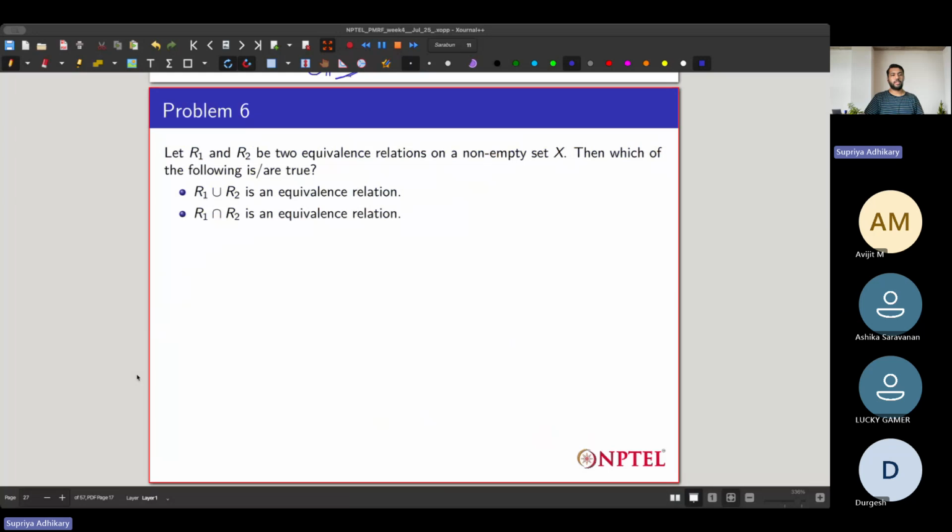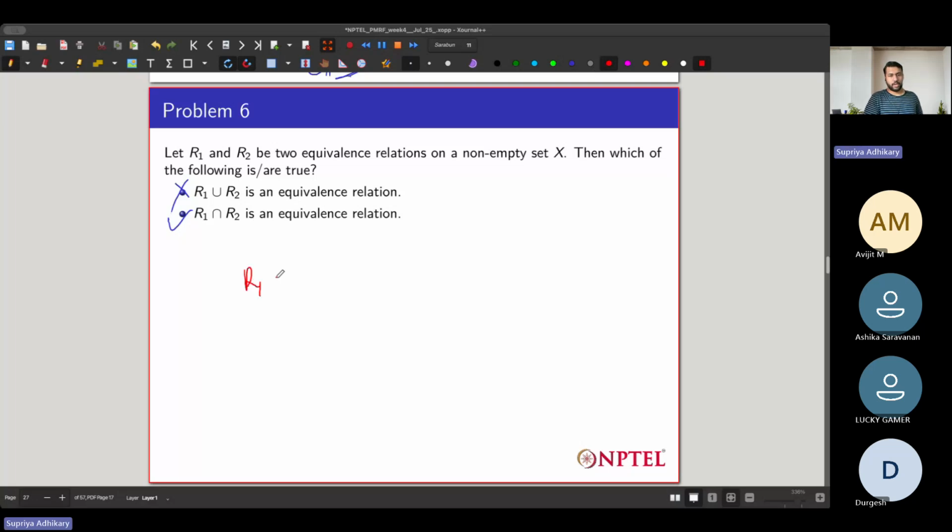Now let's get to problem 6. Problem 6 says that R1 and R2 are equivalence relations on a non-empty set, and asks which of the following is true. The first one is R1 union R2, and the second one is R1 intersection R2. So the first one is not an equivalence relation, the second one is. We will give an example for the first one, such that R1 and R2 are two equivalence relations but their union is not. And then we will give the proof for the second one.